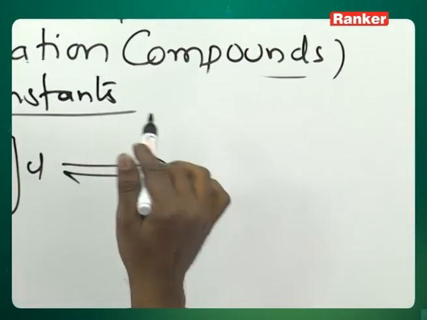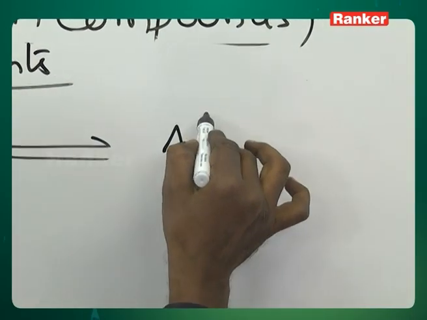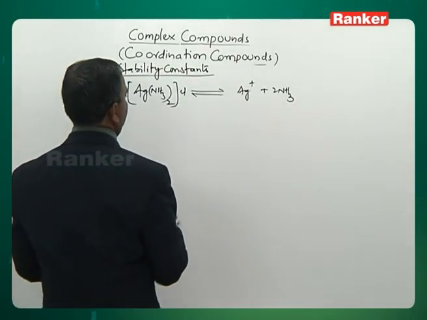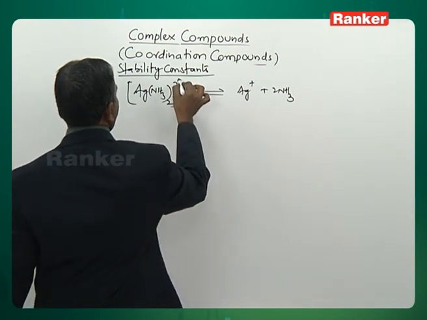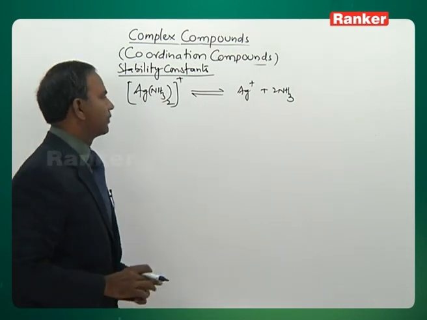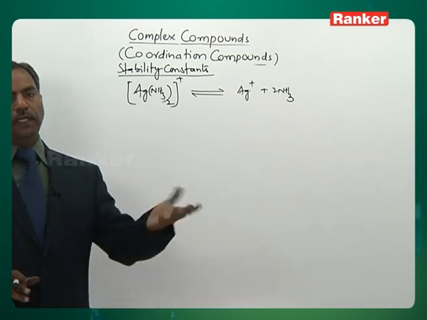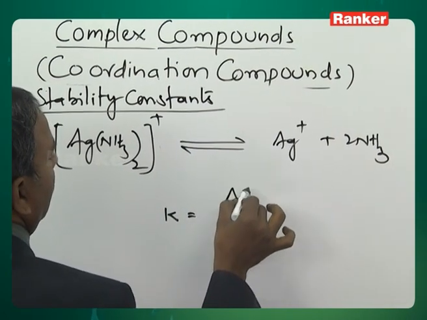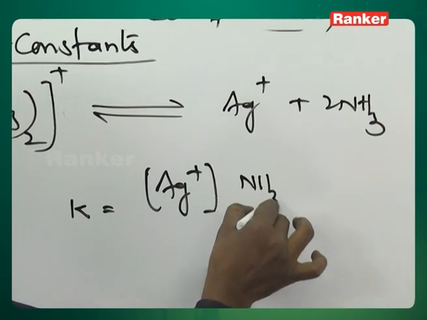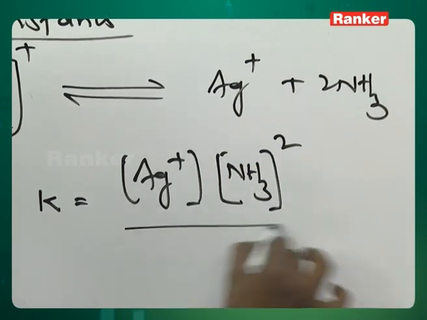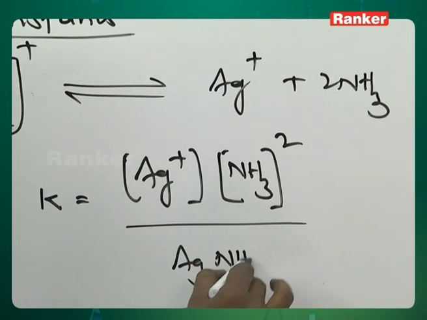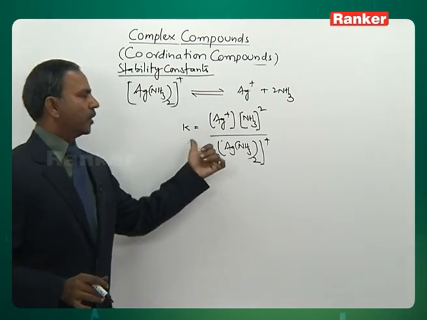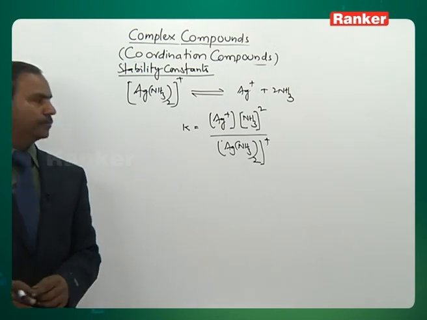It ionizes to produce a metal cation and amine ligands. Instead of writing the chloride, let me write this in a brief, easy way: Ag(NH3)2+ ionized in aqueous solution like this. Let me write the equilibrium constant for this equilibrium equation. Ag(NH3)2+ gives Ag+ plus 2 NH3. The equilibrium constant K equals [Ag+][NH3]^2 over [Ag(NH3)2+].